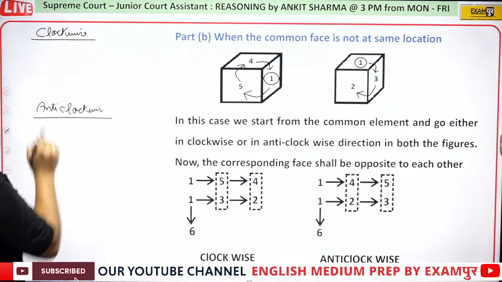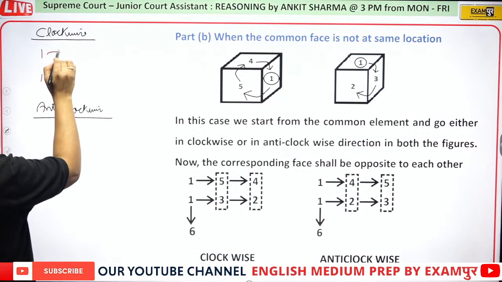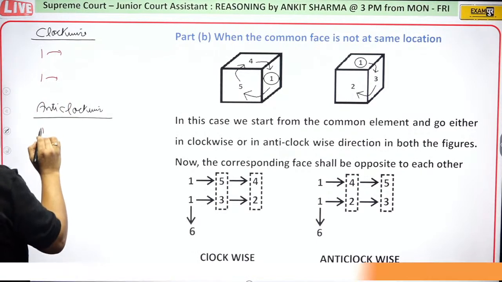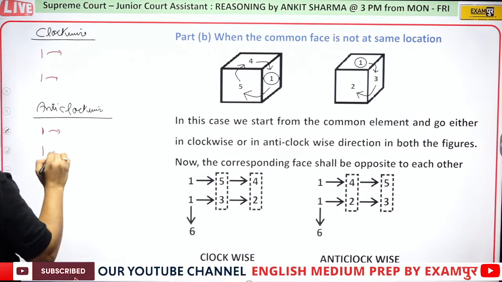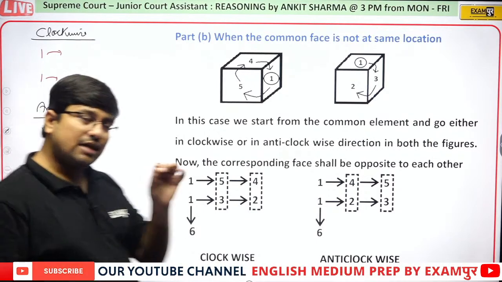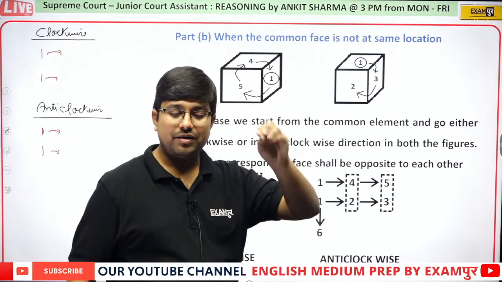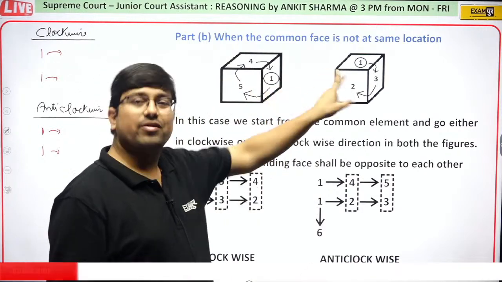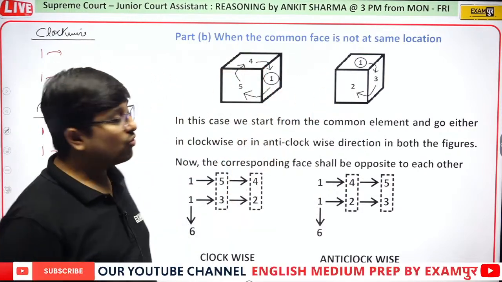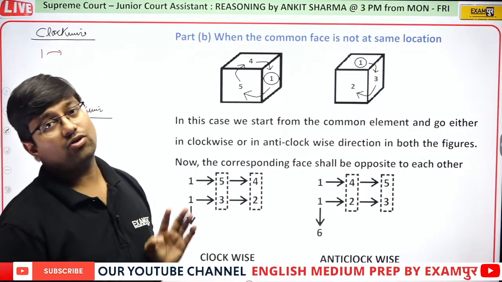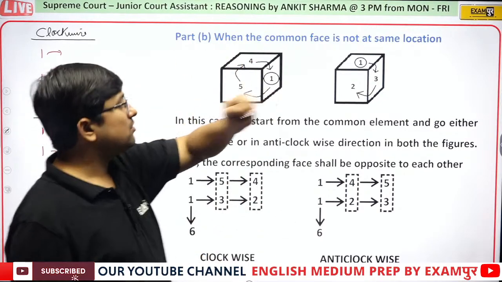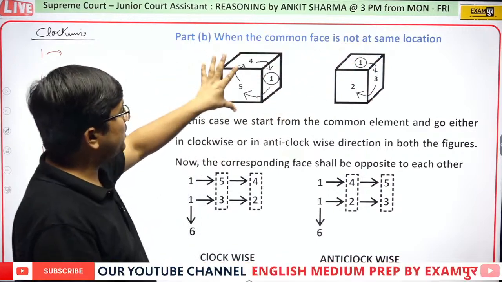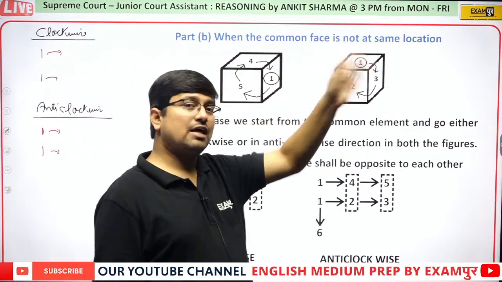So if we start from 1, here also we have to start from 1 only. So you have the freedom. Just take care that you start from the common element 1. And now you have the freedom: go clockwise or anti-clockwise. If you go clockwise in this, go clockwise in this. If you go anti-clockwise in this, go anti-clockwise in this. As simple as that.